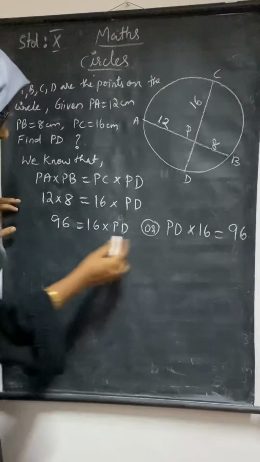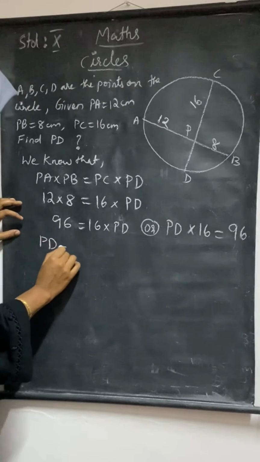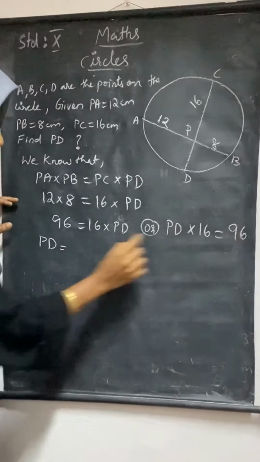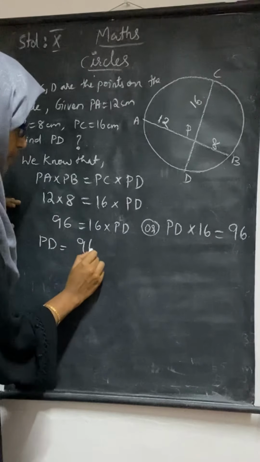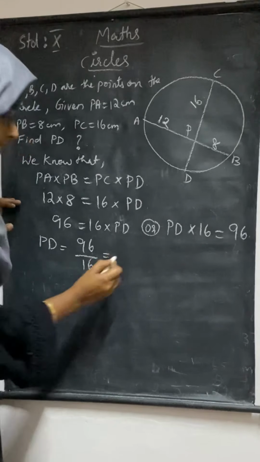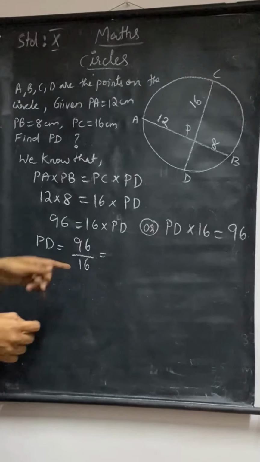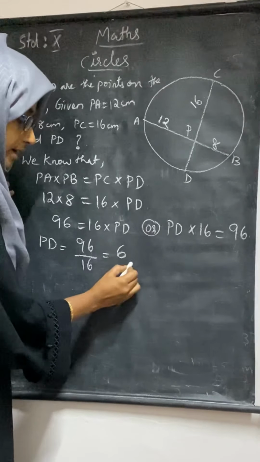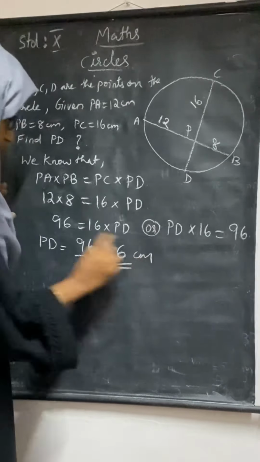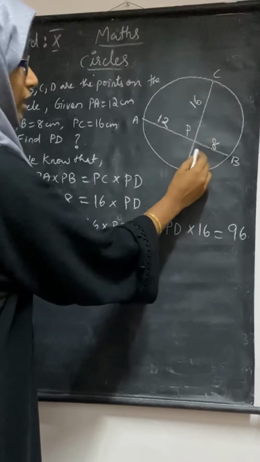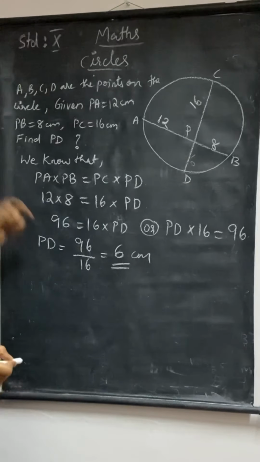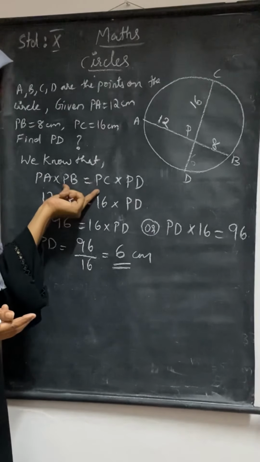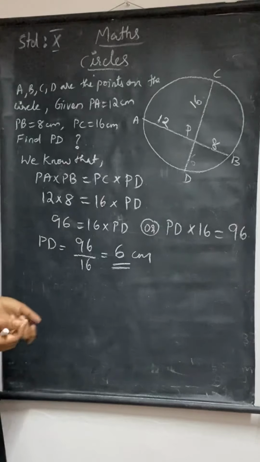Now I want to find out PD. PD is equal to, whenever you are finding PD, whatever is along with it, you have to bring that to the other side. So into becomes division. 96 by 16. 16 how much are 96, you have to find out. 16 6s are 96. So what is your PD? 6 centimeters. That is the answer. So this type of problem may be asked. At that time you have to use the equation. Then it is easy to find out all those problems.